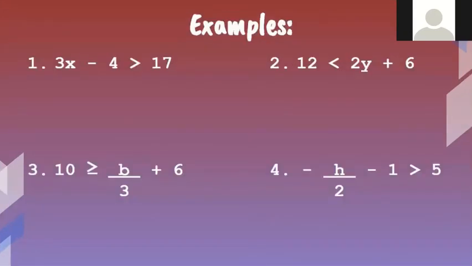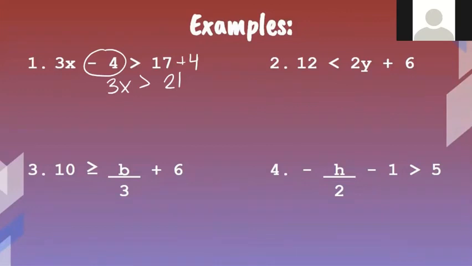Let's take a look at some examples. We are going to use SADMAP to solve all of these problems. Number 1, 3x minus 4 is greater than 17. So first we're going to circle the subtraction because that comes first in SADMAP. Then when we move the -4 over to the other side, it's going to change to +4. 17 plus 4 equals 21. And then we can bring down the 3x on the left side and our inequality symbol in the middle.